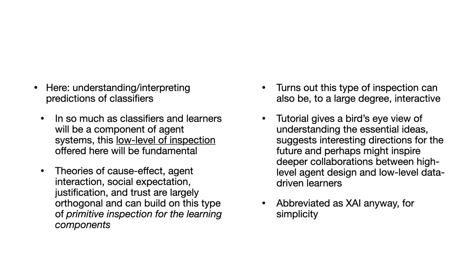I'll just say that in the interest of simplicity, I'll abbreviate what I'm doing in this tutorial as XAI anyway, but although I've made it clear that what I'm really talking about is interpretability in classifiers in machine learning systems. Okay, so it doesn't really reflect the overall area, but to avoid using new abbreviations and calling it IML or something like that, I'll just call it XAI, and it'll be clear that I'm focusing on interpretability in machine learning.